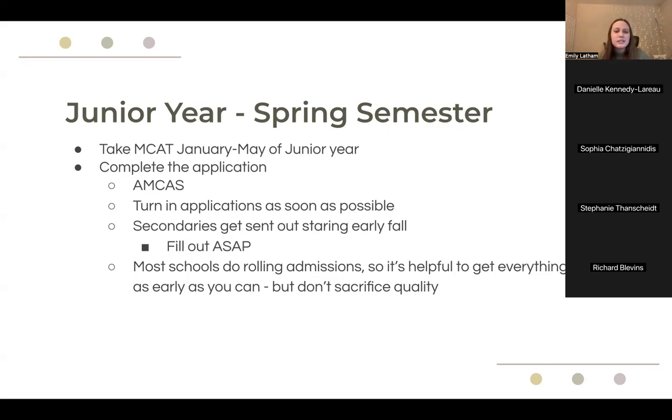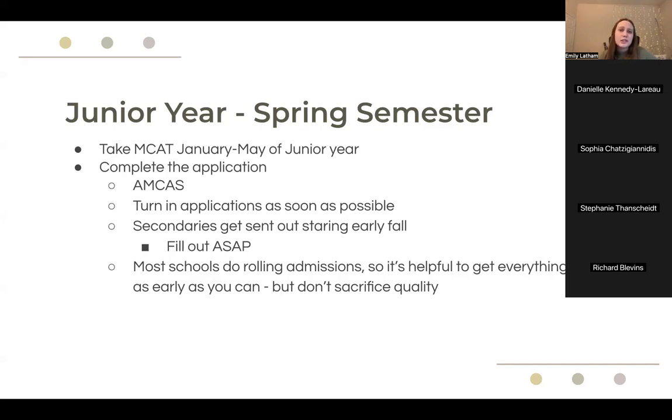And then secondaries start getting sent out in the early fall. You want to get those filled out as soon as possible as well. And again, schools do rolling admissions, so you want to get them in as early as you can while also not sacrificing quality. That can be difficult to balance. If you are concerned about it, I would recommend taking the extra time you need to make sure that you have a very good application.